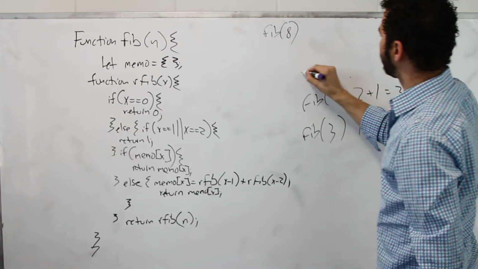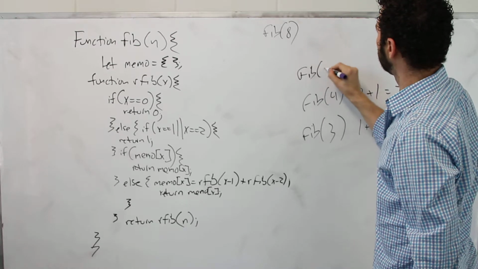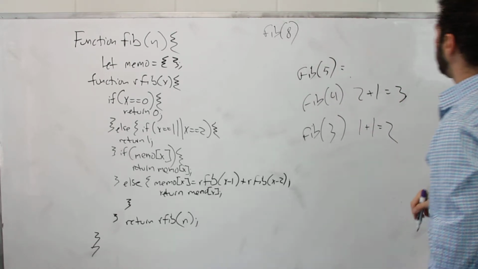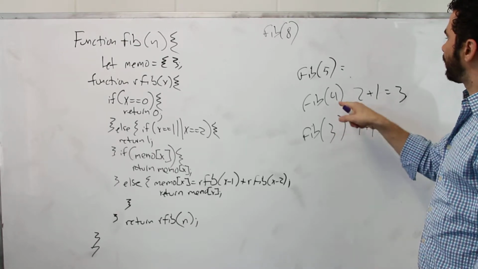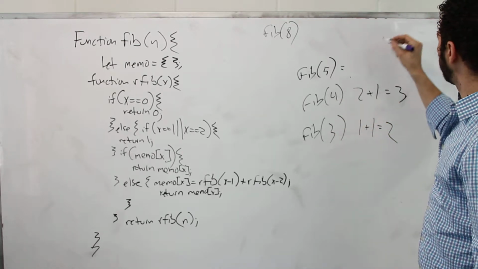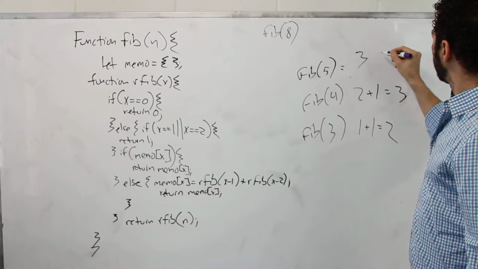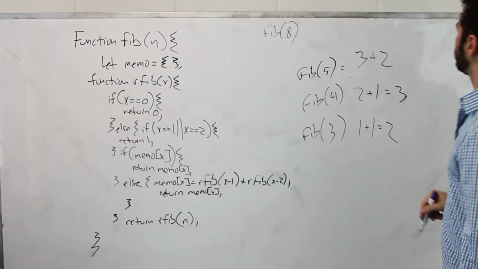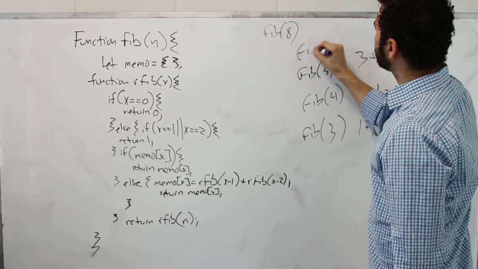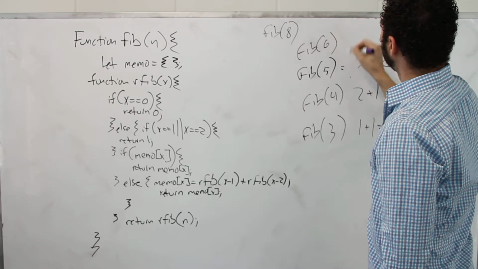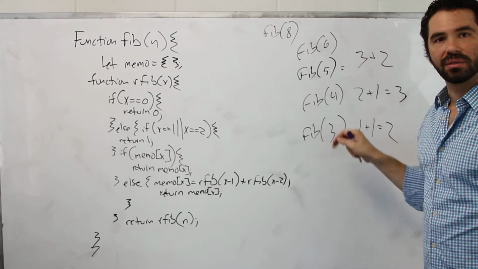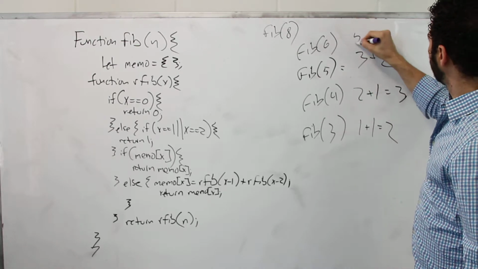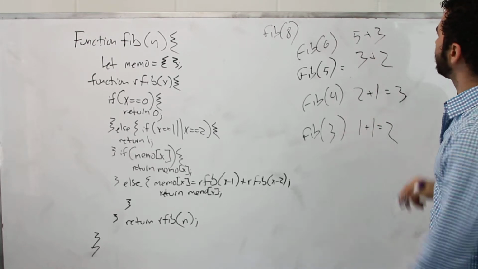So now fib of 5 is the resulting values from fib of 4 plus fib of 3. So this would be 3 plus 2. Fib of 6 is the results from adding fib of 5 plus fib of 4. So that is 5 plus 3.